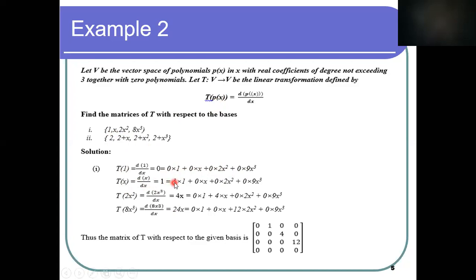So 1 can be there: 1 times 1 plus 0 times x plus 0 times x squared plus 0 times 8x cubed, because this is a constant. If you look over here, the first term is the constant coefficient. So it must be 8x cubed. The second component is 2x squared.